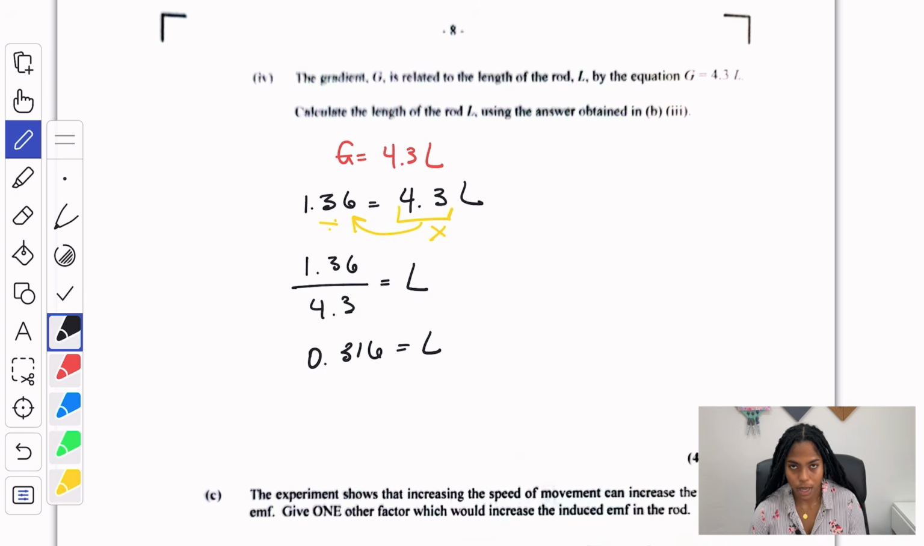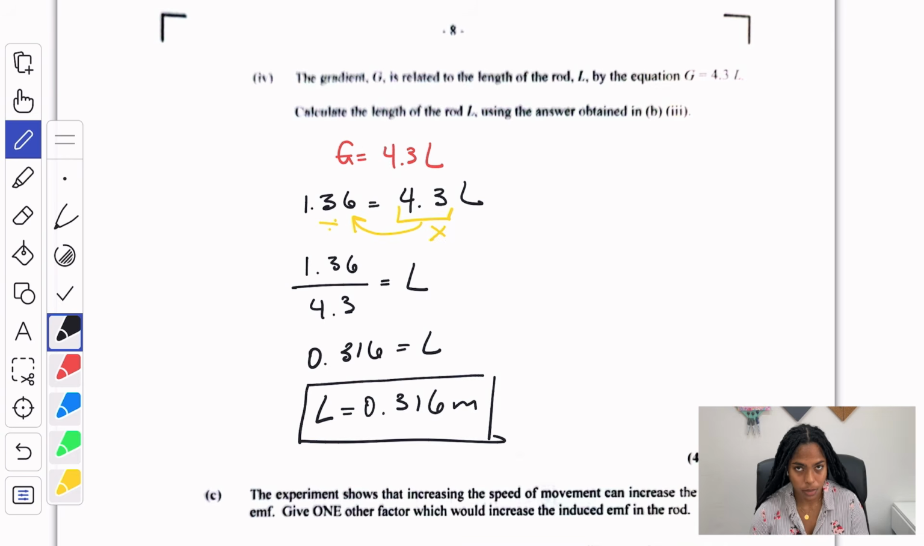So 1.36 divided by 4.3, I am getting 0.316. Now I am a weirdo who likes to see the letter and then the value, so I will switch it to be L is equal to 0.316, and I'm going to assume that my unit is meters here. Just because my velocity was meters per second, it implies that the unit of length we're using is meters.